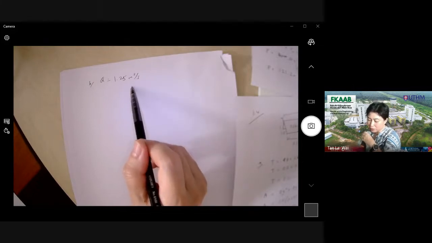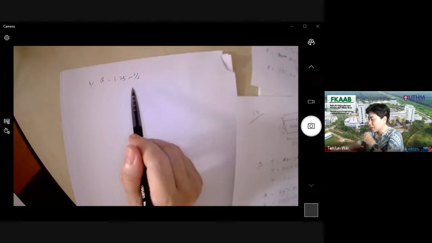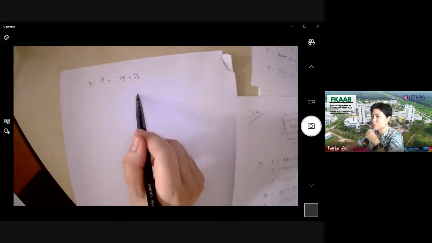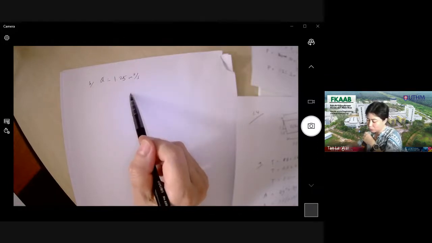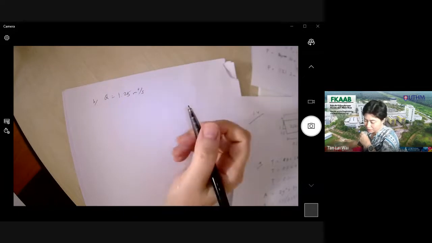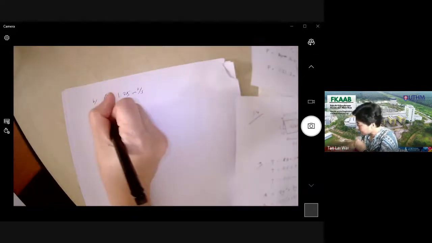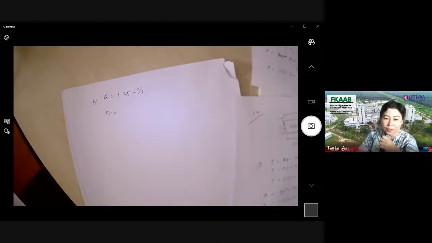So now the question asks, determine the state of flow. Soalan ni tak cakap nak suruh cari Froude number ke Reynolds number, tapi kita dah belajar dua-dua. Jadi kita cari untuk dua-dua state of flow. Now we have Froude number, we have Reynolds number. Kinematic viscosity is given. So let's try Froude number first.